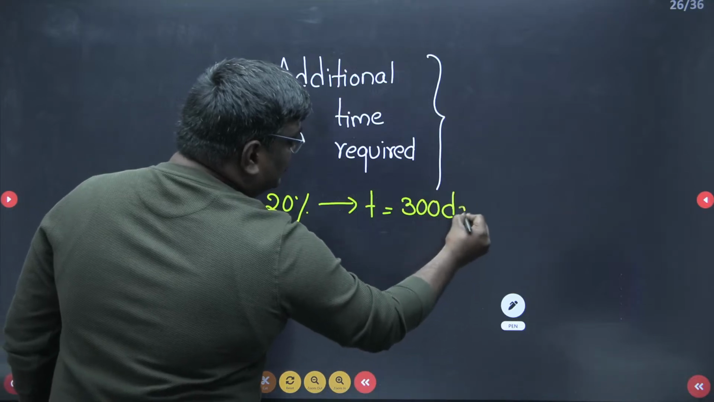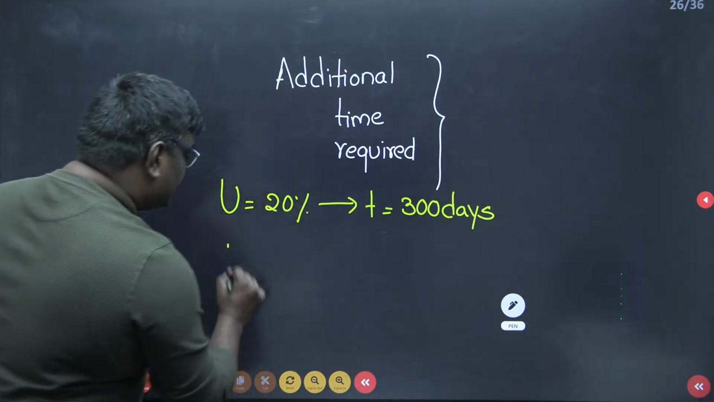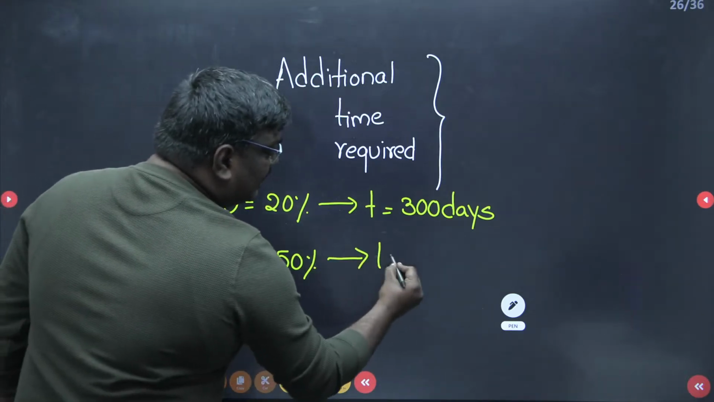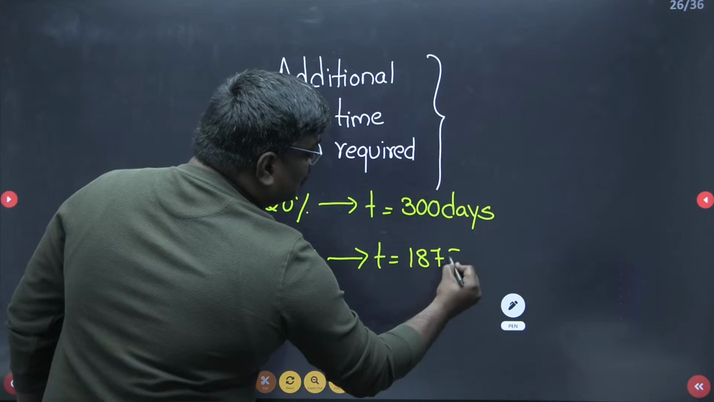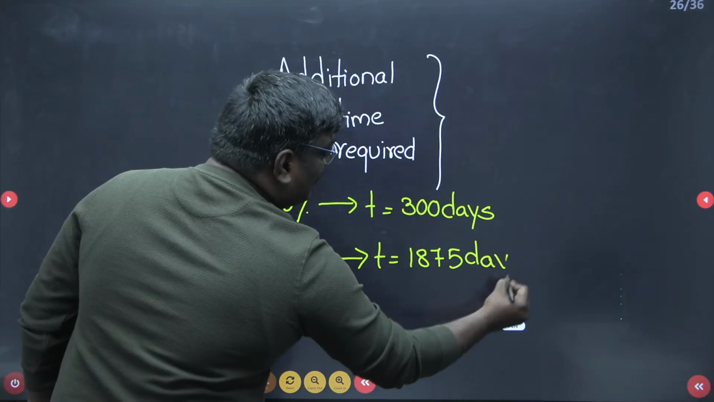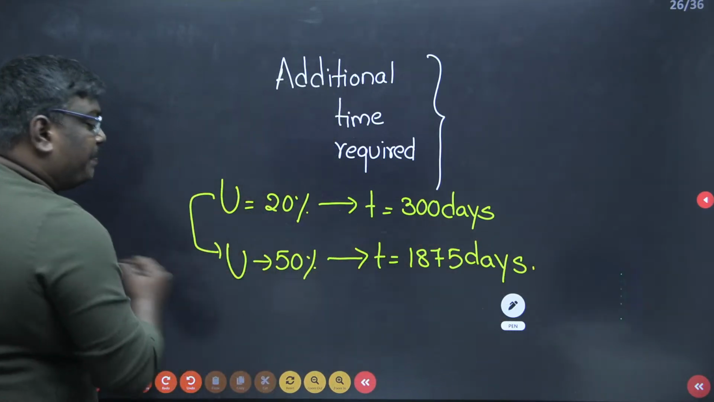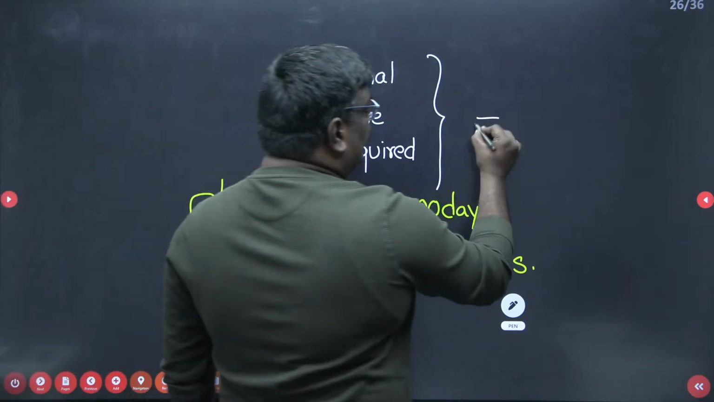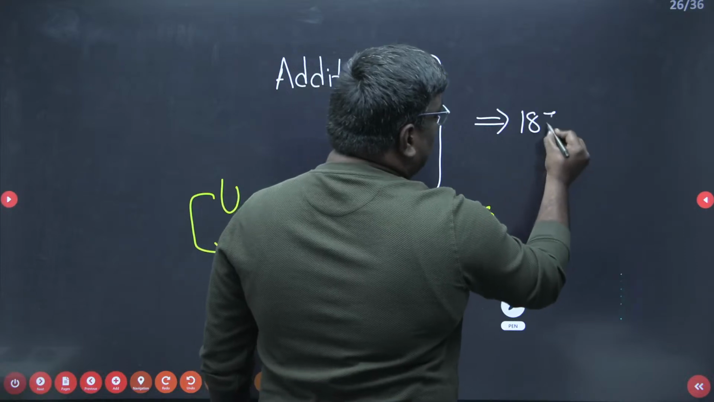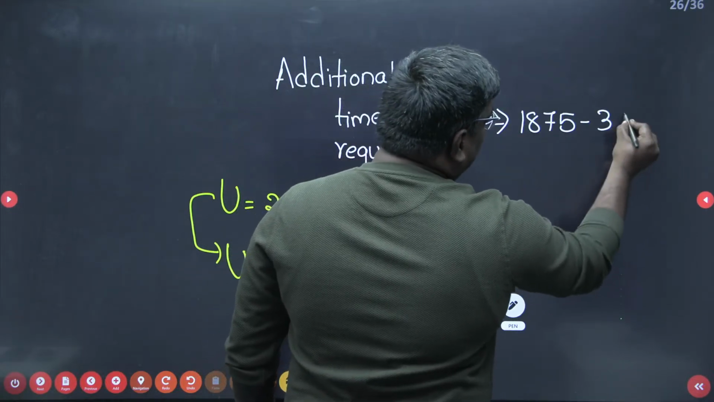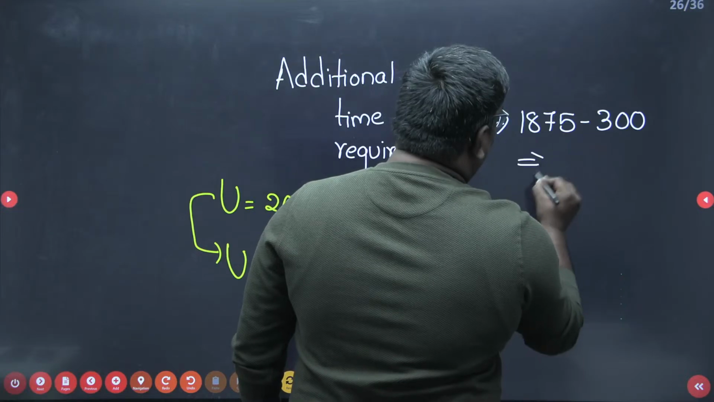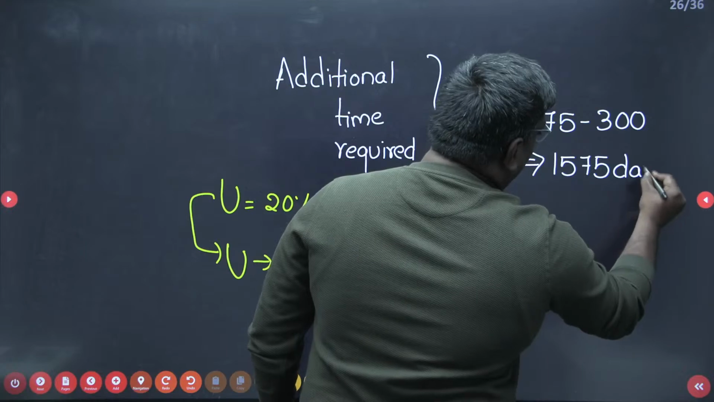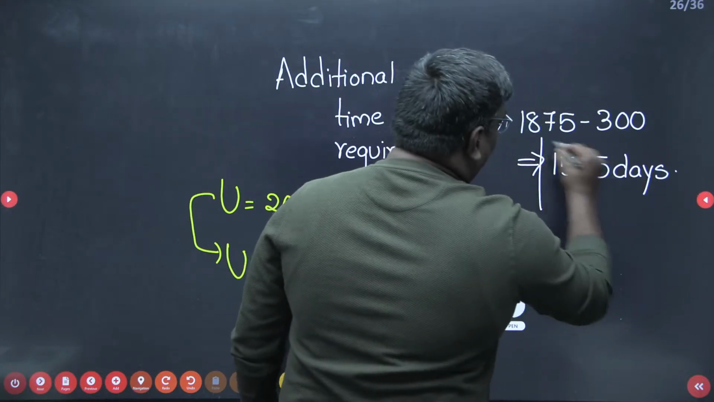Now my dear students, for a degree of consolidation of 50 percentile, the time taken we have calculated is 1875 days. So the additional time required for a degree of consolidation of 50 percentile is just the difference. Here, 1875 days minus 300 days, definitely you will get a value of 1575 days. My dear students, this will be the final answer.